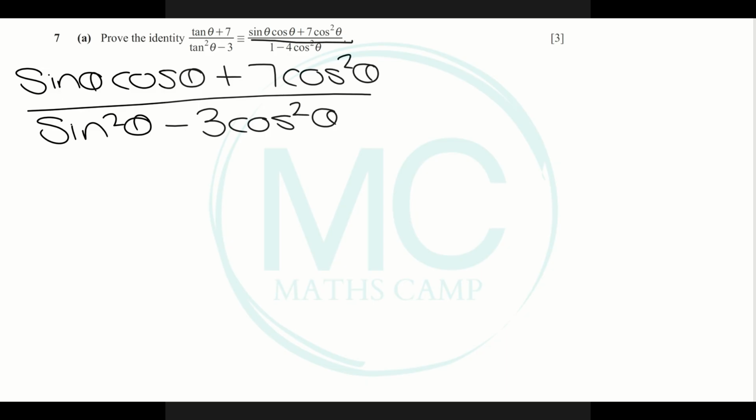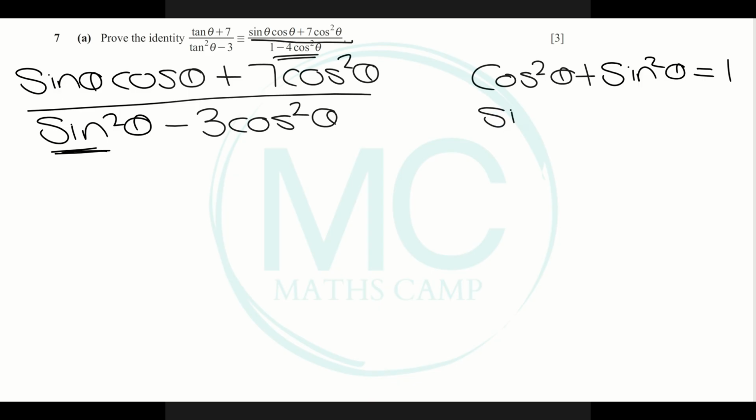In this fraction, we have a denominator with a cosine ratio only. So we need to get rid of sine squared theta. We know that cos squared theta plus sine squared theta is equal to 1, which means that sine squared theta is equal to 1 minus cos squared theta.